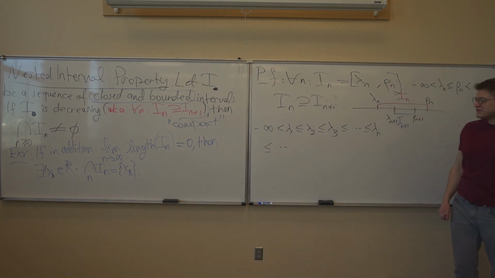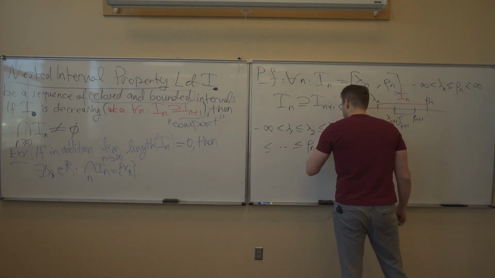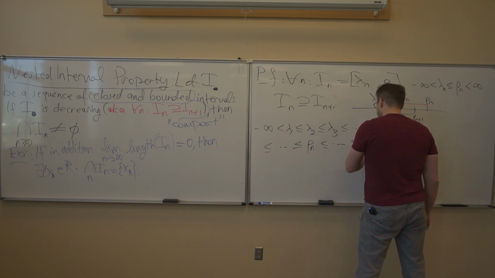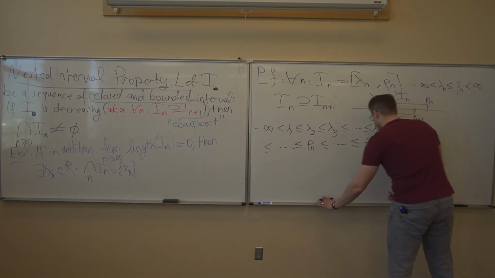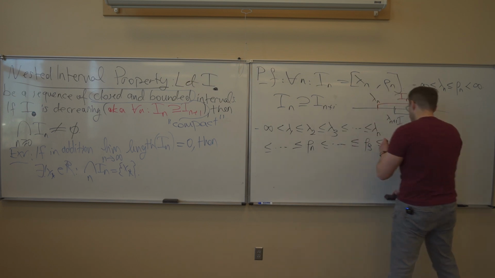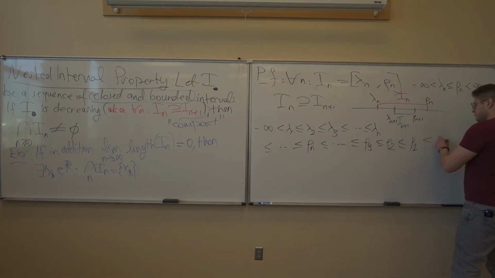lambda n is a non-decreasing sequence. And likewise, looking at the right endpoints, rho sub n is a non-increasing sequence. Rho 3, rho 2, rho 1. And in particular, any lambda is bounded from above by any rho and vice versa.